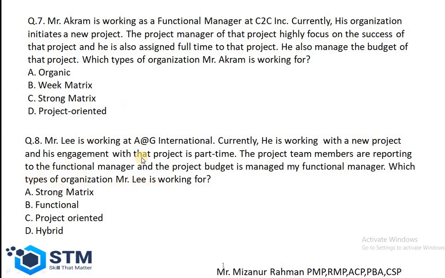Mr. Lee is working at A&G International. Currently he is working on a new project, and his engagement with the project is part-time. The project team members are reporting to the functional managers. The project budget is managed by the functional manager. Which type of organization is Mr. Lee working in? Since the project budget is managed by the functional managers and the team members also report to the functional managers, we can say the organization is a functional organization. So the correct answer is B.